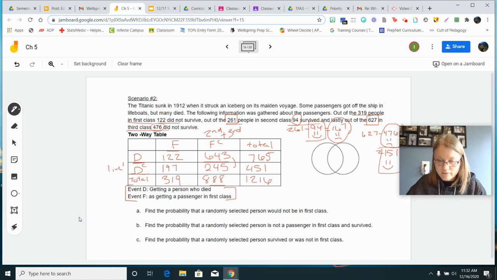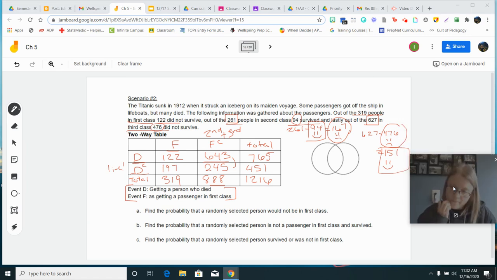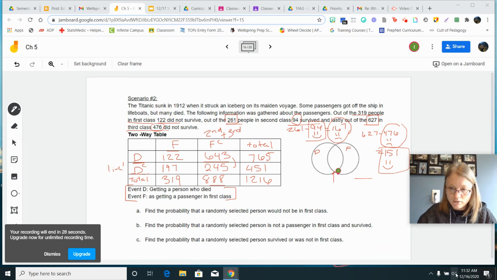So now if I want to convert this into a Venn diagram, what I can do is just label my events. So I've got people that died, people that were in first class, and then people that are not in either of those. So let's do the overlap first. So people that died but were in first class, these 122. People that were just in first class but did not die are these 197. People that died that were not in first class, so these people, 643. And then everybody else, that did survive and was not in first class, are these 245.